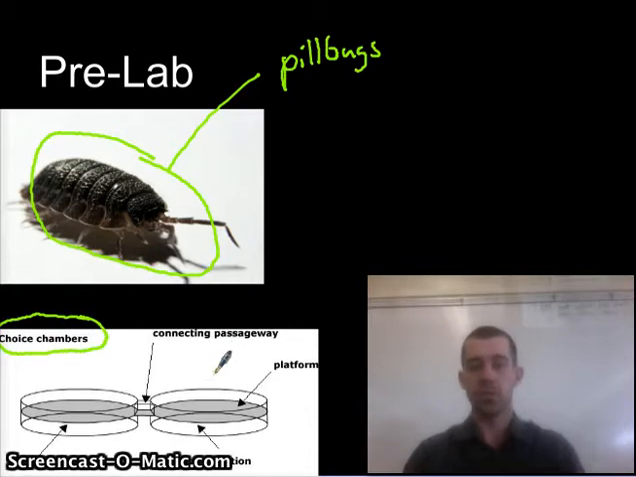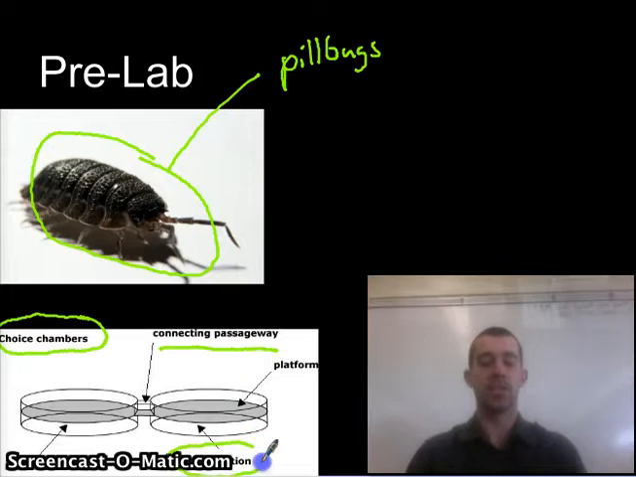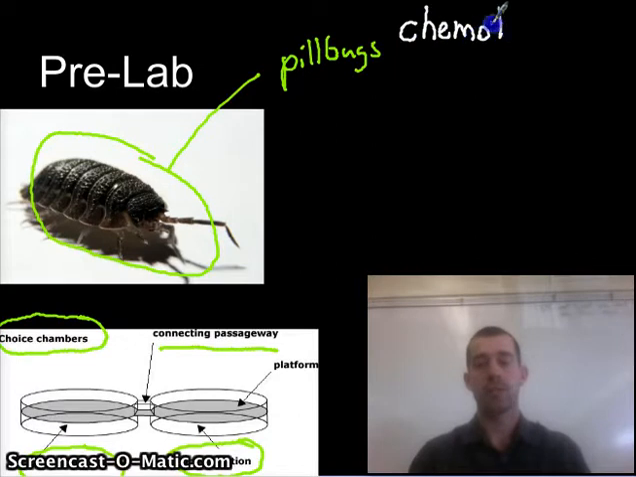This is two different environments that are connected together by a little passageway. So the pill bugs will go in here. They'll either go in the dry condition side or the wet condition side. And they'll get to move back and forth at their choice. This allows us to see if pill bugs prefer a dry environment, or if they prefer a wet environment, or if they really just don't care. And so we're going to be analyzing, our big word is we're going to be analyzing behavior, specifically the chemotactic response.